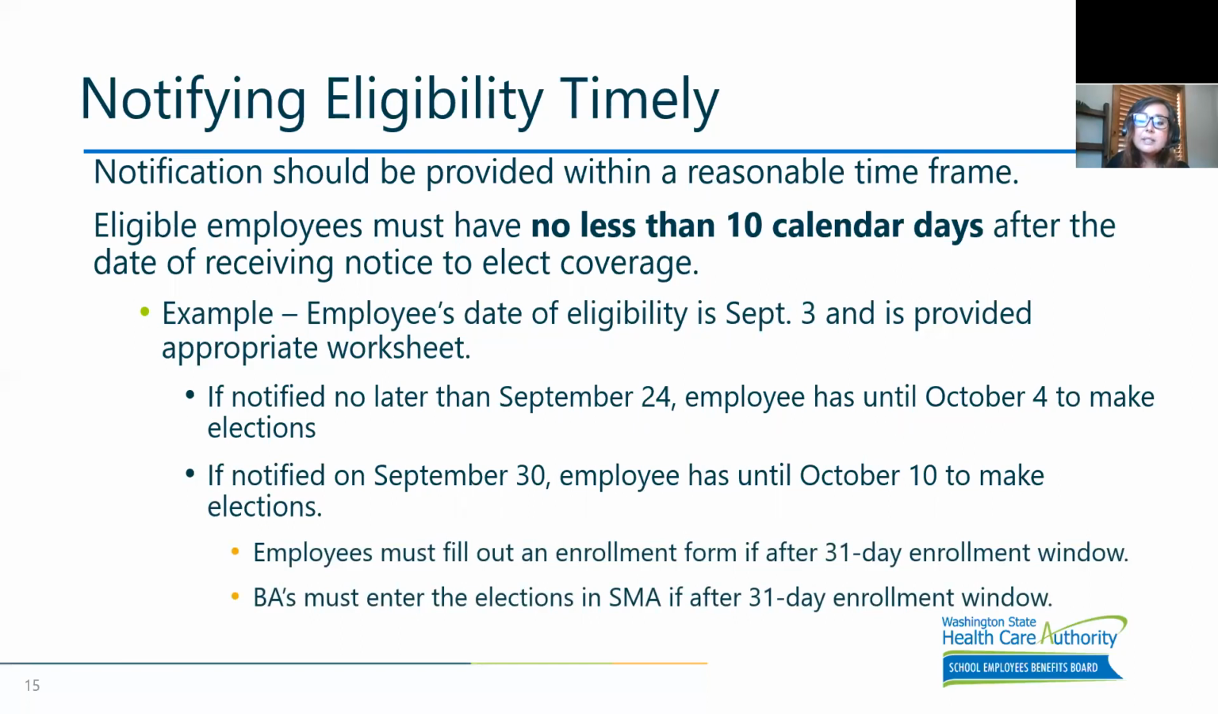And the reason why this has to happen is because SEBB account does not recognize that 10-day rule and is not going to allow the employee to make elections on their own after the initial 31-day enrollment window. So please be sure you're notifying your employees of their eligibility timely. Preferably, this should be on the day that they become eligible, because in the long run, it's going to probably create less work for you.